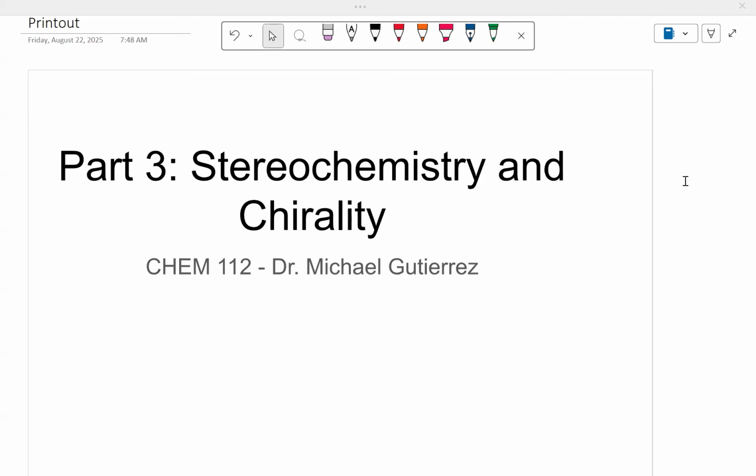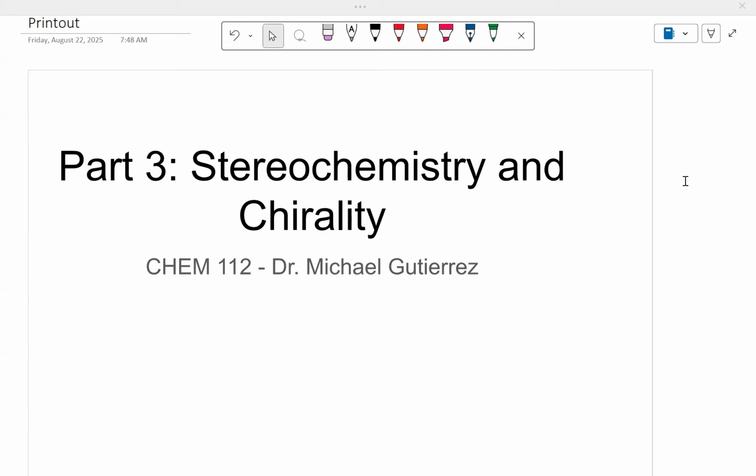In this unit, we're going to be looking at molecules in three dimensions. And one of the things that we're looking for is if there are molecules that have some asymmetry to them. And as I said, we're going to look at them in three dimensions.